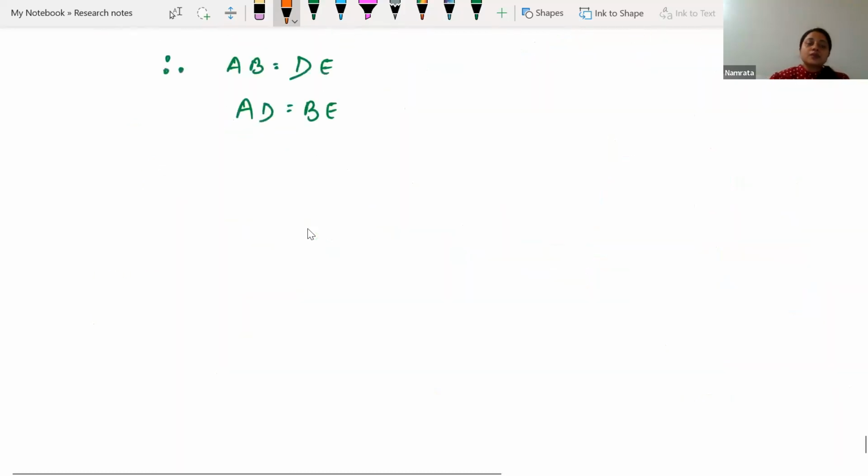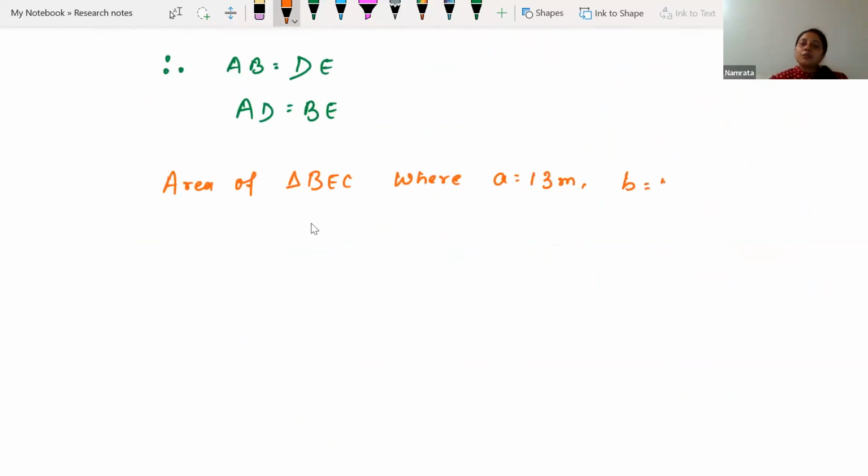Let's find the area of triangle BEC. Okay, let's do it. Area of triangle BEC, where one of the sides is 13 meter, another is 14 meter, and another is 15 meter. Let's do it. S is equal to (a plus b plus c) by 2. That is 13 plus 14 plus 15.